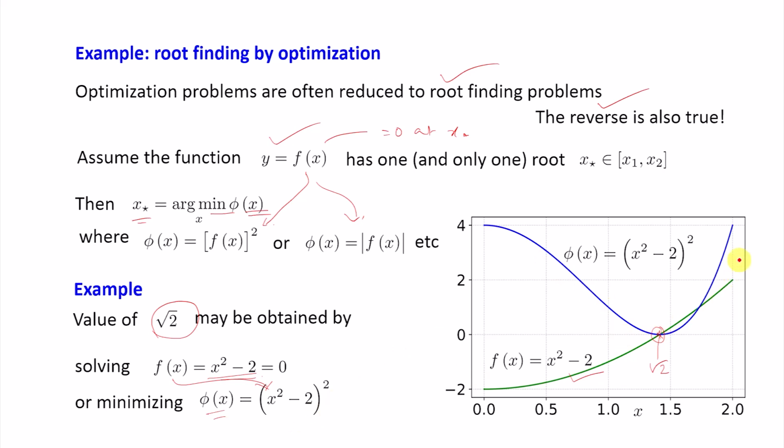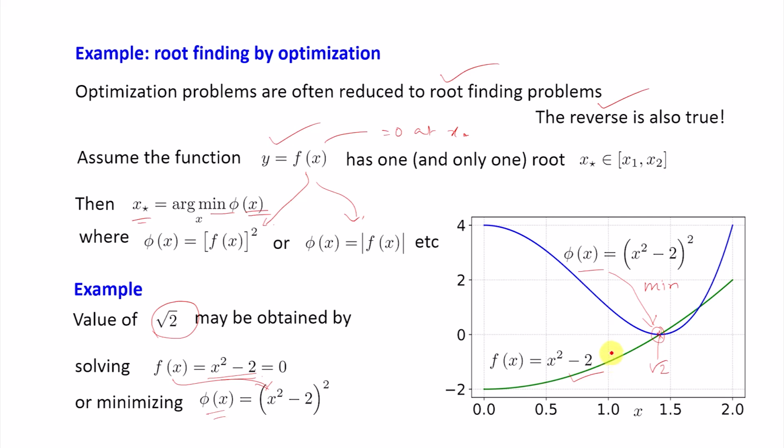So everything in this blue function is positive except there is one point where it is 0, which means that at this root 2, this particular point, this phi x function will get its minimum. So instead of finding the root of f(x) equals x square minus 2, we can find the minimum of phi x equals x square minus 2 whole square, and the point at which this function will minimize will give us the root of x square minus 2 equals 0.